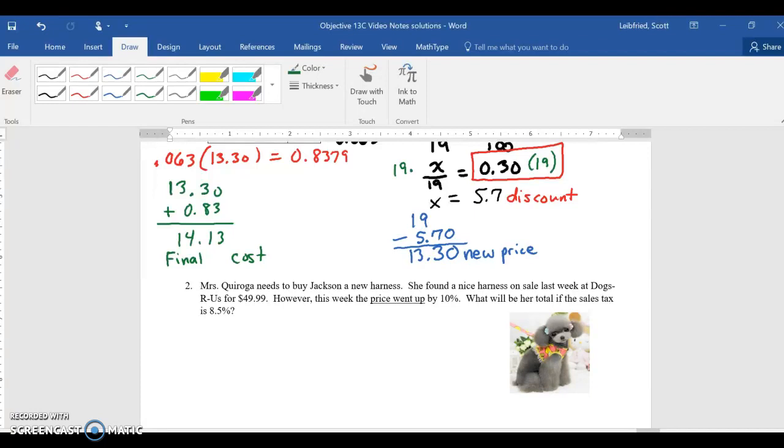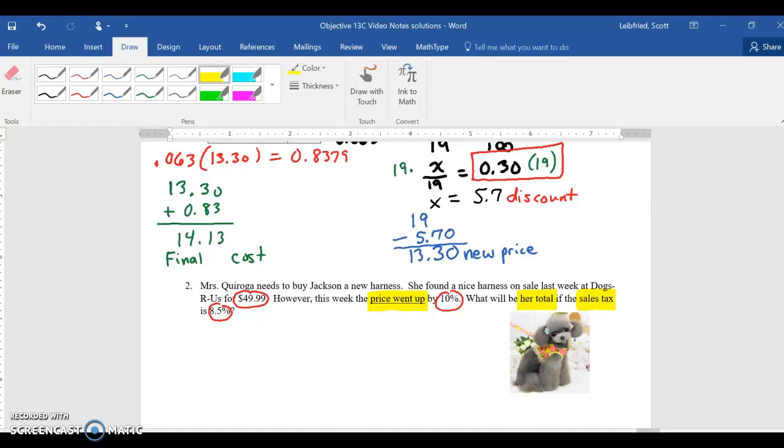So, thinking about what Ms. Quiroga showed us, remember, we have to circle the numbers. $49.99, 10%, 8.5%. If we think about underlining keywords or highlighting keywords, we've already underlined this for you. The price went up. We're looking for total. And I think we have tax. So that might be another key phrase there.